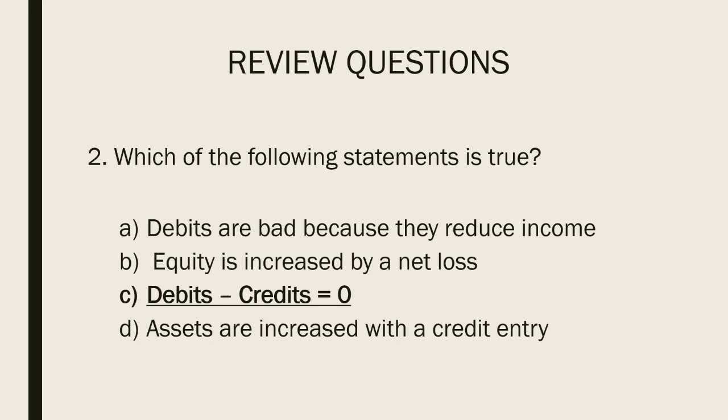Second one says equity is increased by a net loss. That is actually not true, right? Equity is actually increased with a profit. Yep. Okay? And then assets are increased with a credit entry. That is definitely not true. Again, this is an accounting question, understanding the flow of transactions. So when we looked at the normal balance, with the arrows, assets are all increased by a debit. So yes, C is the correct answer.